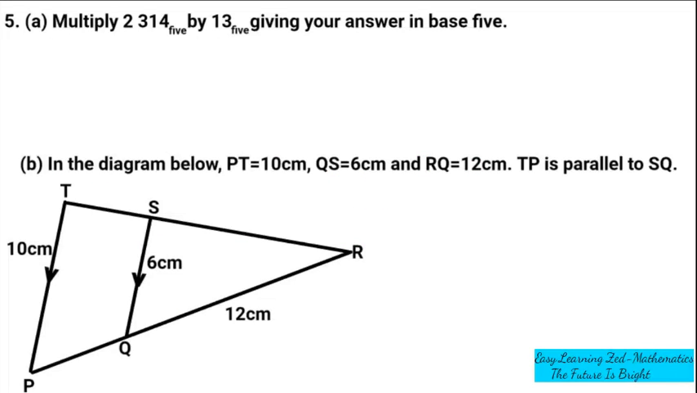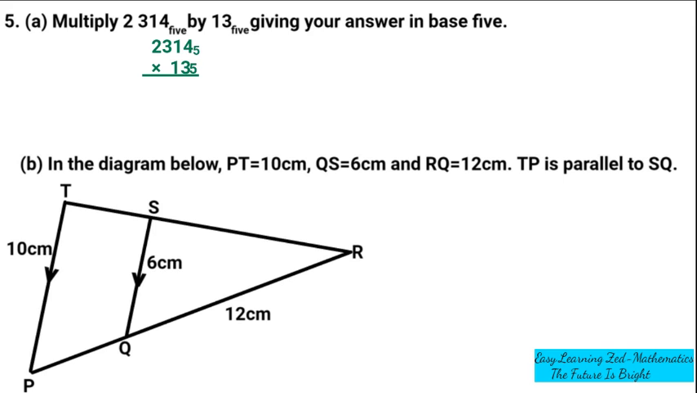So question 5a was: multiply 2314 base 5 by 13 base 5, giving your answer in base 5. What we need to do is multiply just like we multiply in decimals. We write it like this, then underline, and please don't forget to indicate the base. It's in base 5, so we indicate 5 there. Once we do that, we can go ahead and multiply.